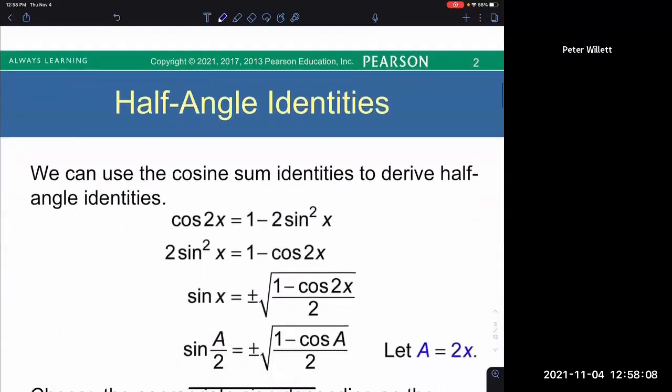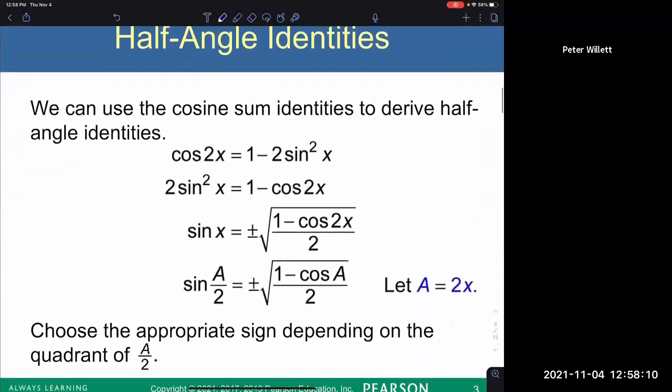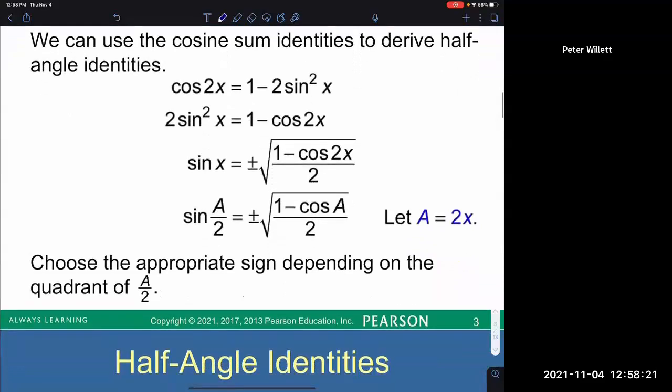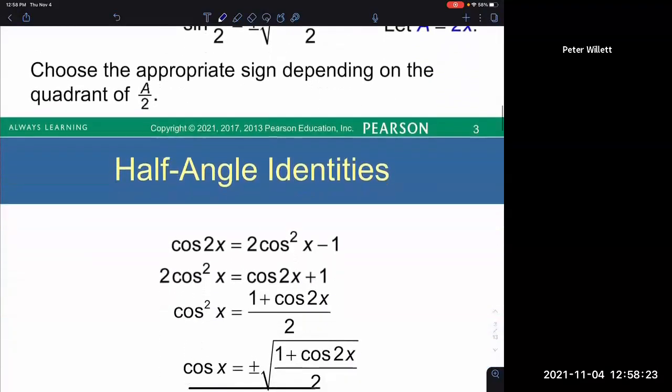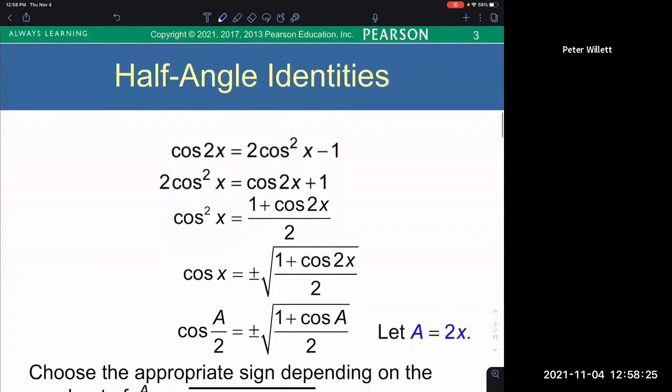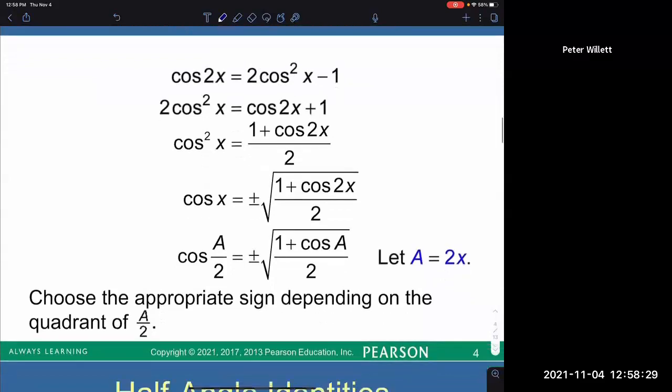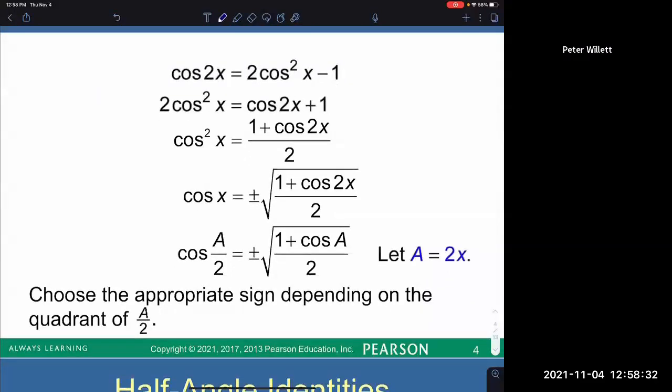But it says basically we can use the cosine sum identities to derive half-angle identities. And so they give a little expression of how they do that, and they talk about it. They end up solving for what that half angle would have been compared to twice the angle, and then they get their formula. So in this first case, they end up where the cosine of x is equal to this expression involving 2x.